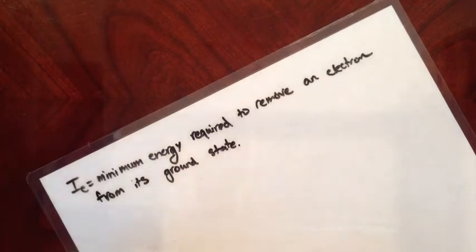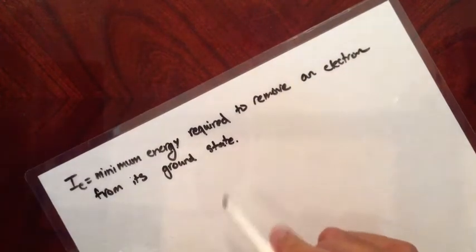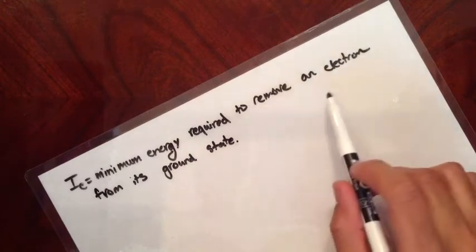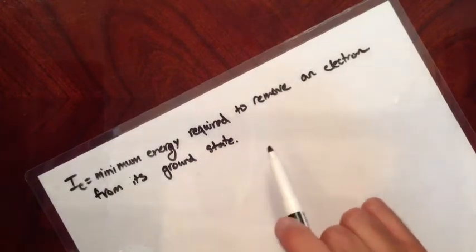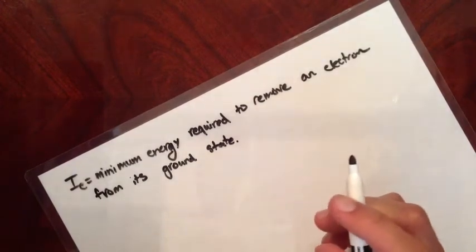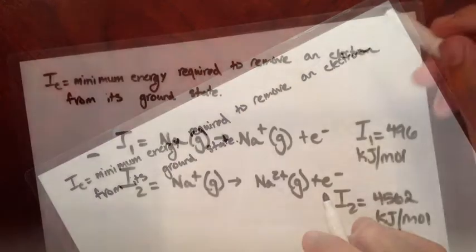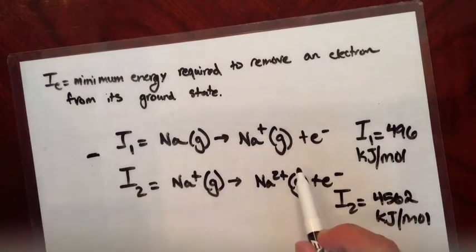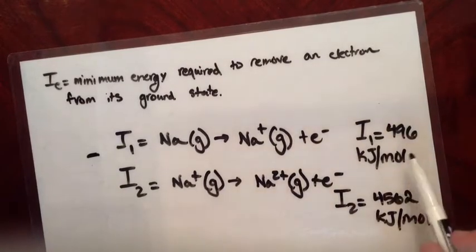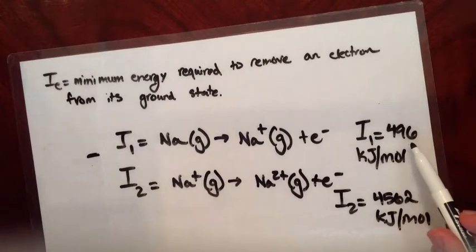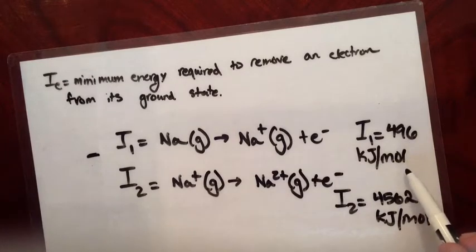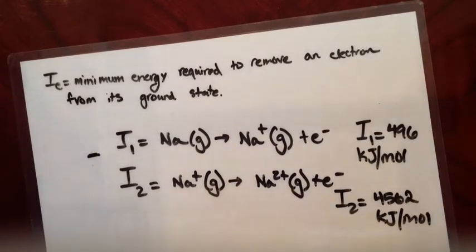Next, we are going to talk about ionization energy. Ionization energy is the minimum energy required to remove an electron from its ground state. The first ionization energy is the energy required to remove the first electron from a neutral atom. Right here is the first ionization energy of sodium. As you can see, the first ionization energy is 496 kilojoules per mole, whereas the second ionization energy is 4,562 kilojoules per mole.